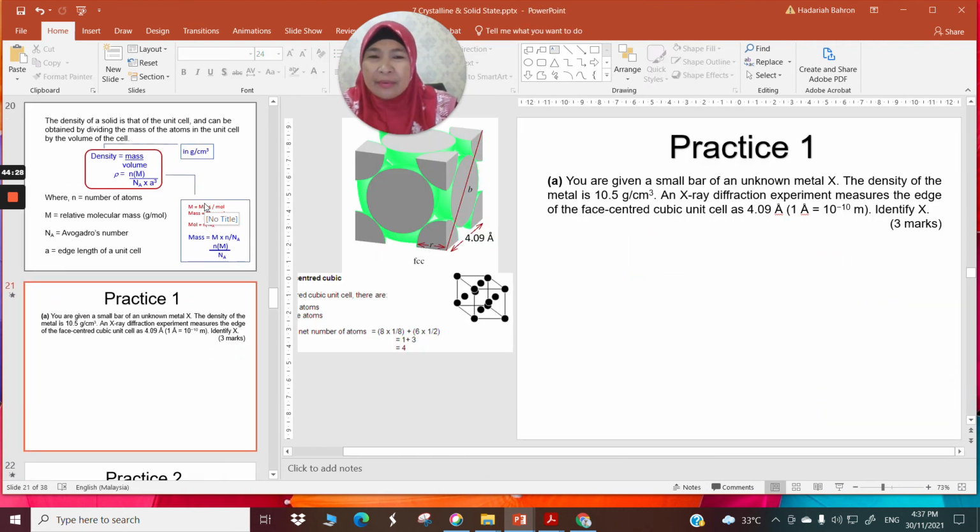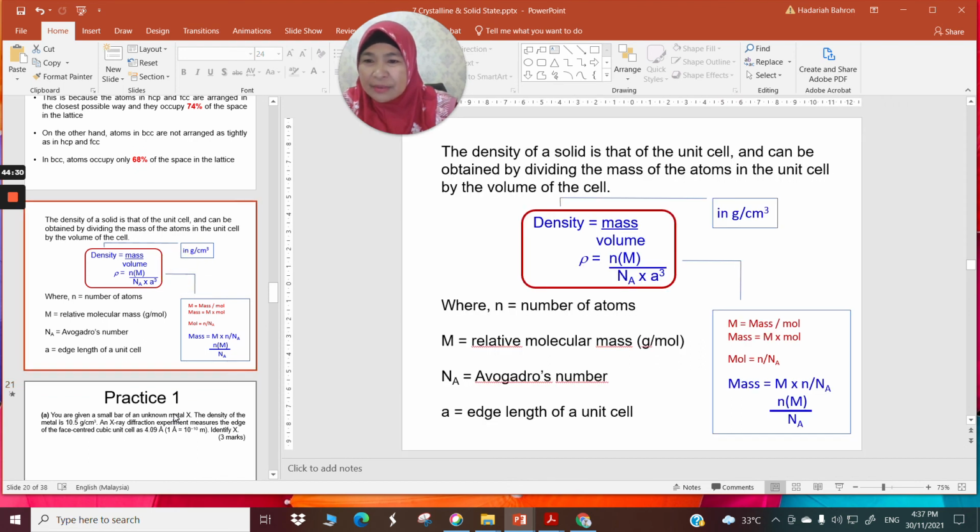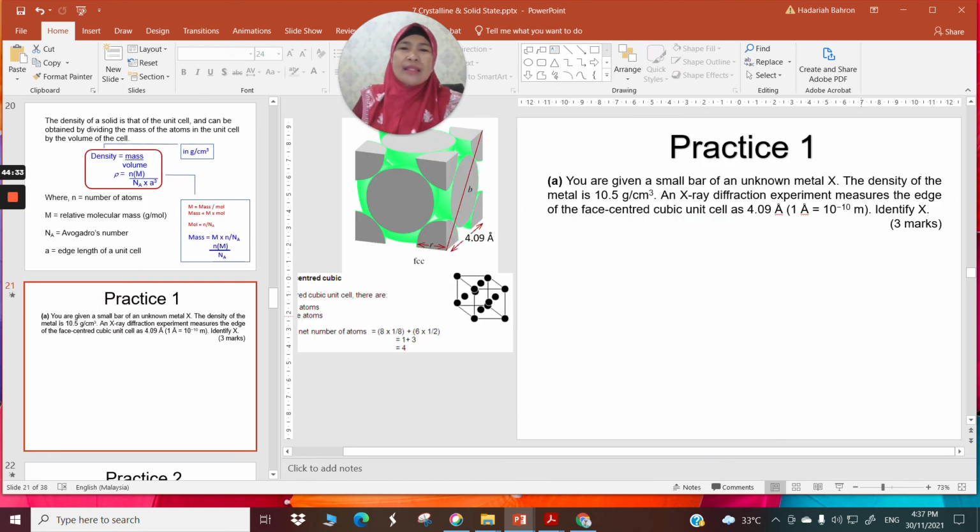So I'm going to have a practice exercise for you. This is a practice exercise where you are given a small bar of an unknown metal X. So you don't know what that metal is. The density of the metal is 10.5 gram per centimeter cubed. An X-ray diffraction experiment measures the edge of the face-centered cubic unit cell to be 4.09 angstrom.